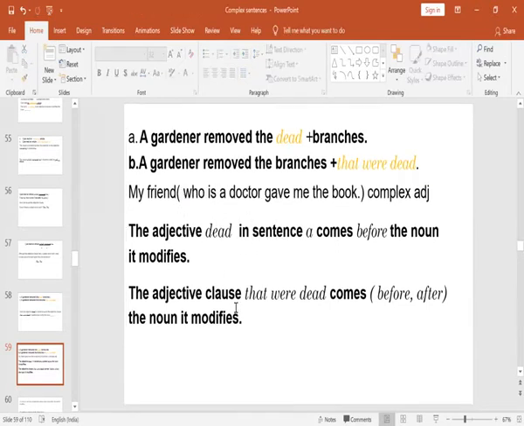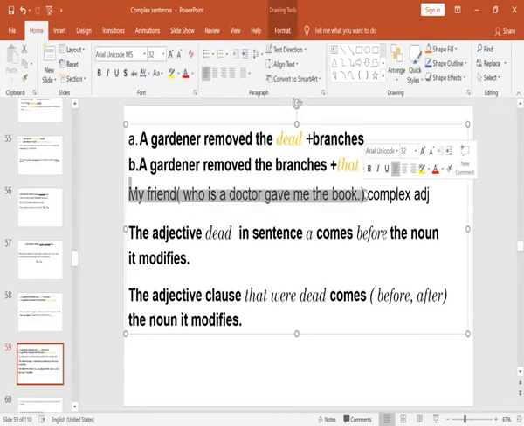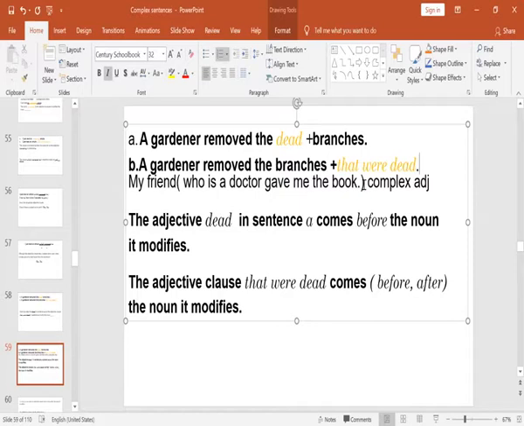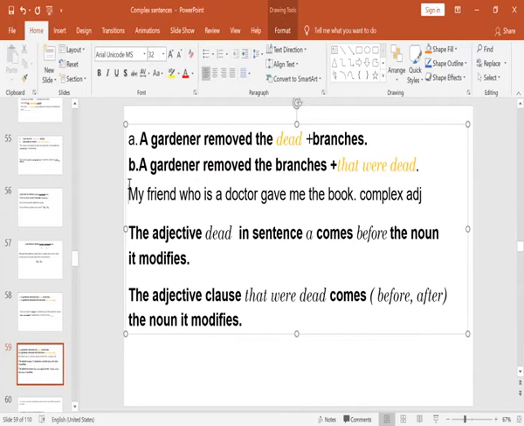My friend who is a doctor gave me the book. Like this. This is the correct one. That's the correction of position. Every clause has its position. Every word has its position. That is what grammar is. First, you should be in a position to identify. Then once you identify the units, guys, it's very easy to position them.